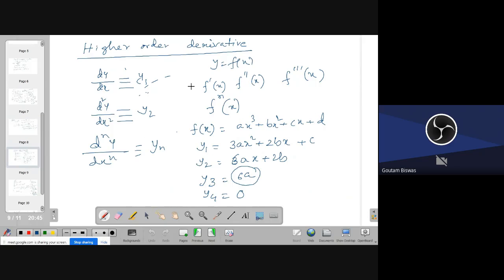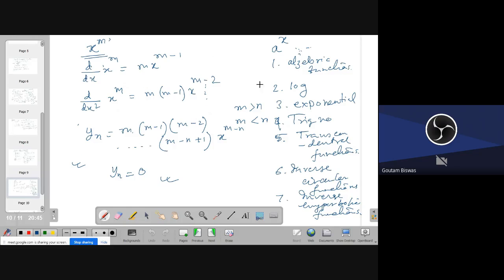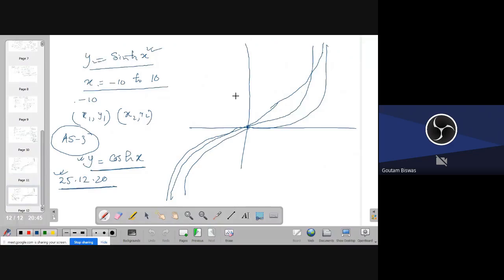then number 8, higher order derivative I have started. I have defined y1, y2, y3 and yn and so on. Just tomorrow, next class I will be elaborate enough. Okay, this is one function I did, number 10, and this is about this problem. I just gave you assignment 3, y is equal to cosh x, with the same interval, with the same points. Okay, so this is about today's class.